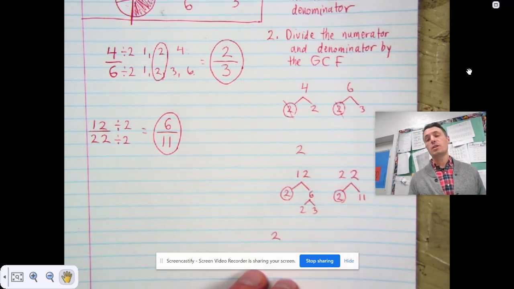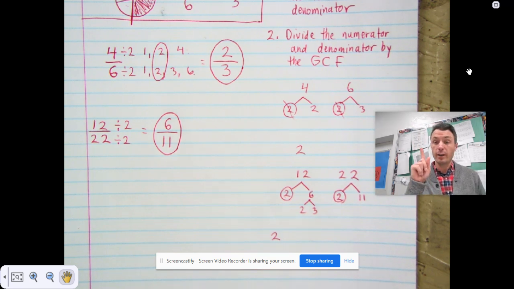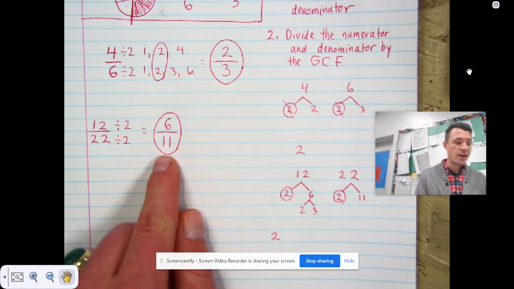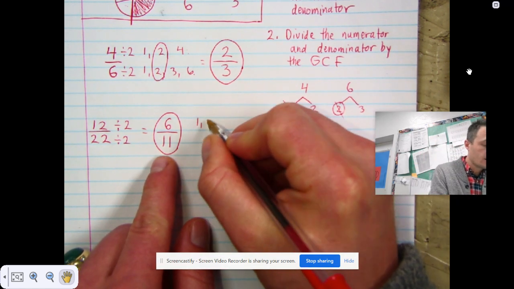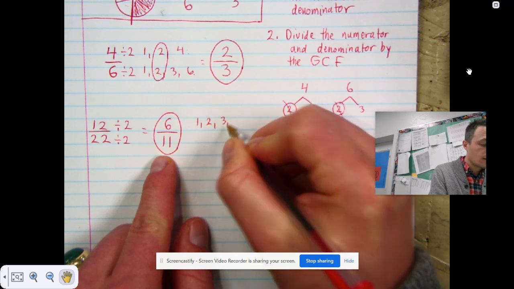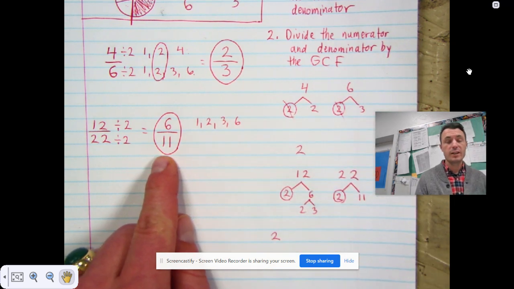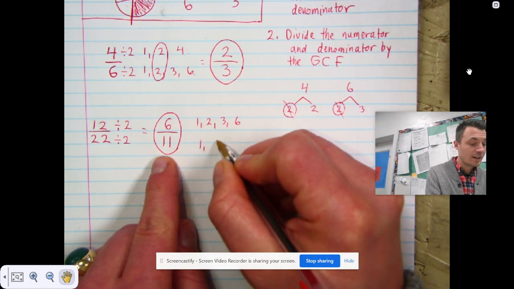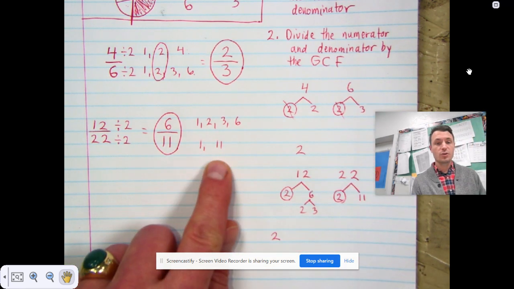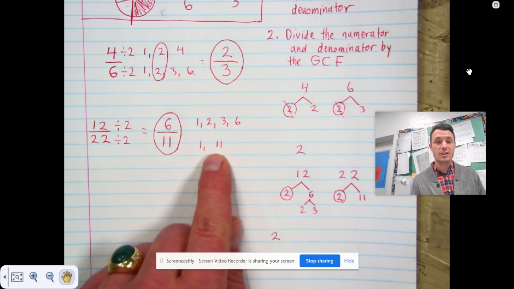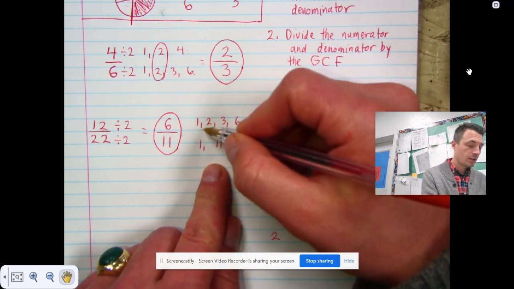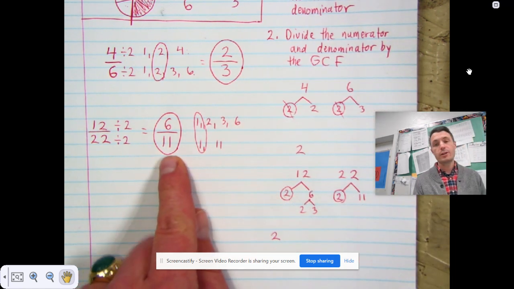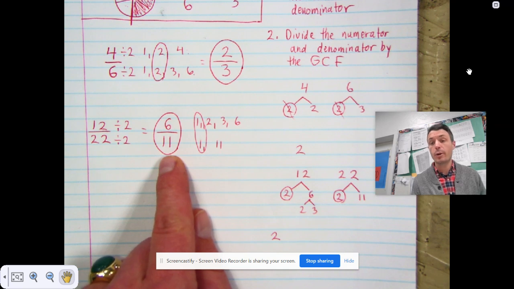You know a fraction is in simplest form when the greatest common factor for the numerator and denominator is 1. So if we list all the factors of 6, we get 1, 2, 3, and 6. And if we list all the factors of 11, it's prime, so we just get 1 and 11. What's the biggest number that's in both lists? It's 1. That's how we know 6/11 is in simplest form.